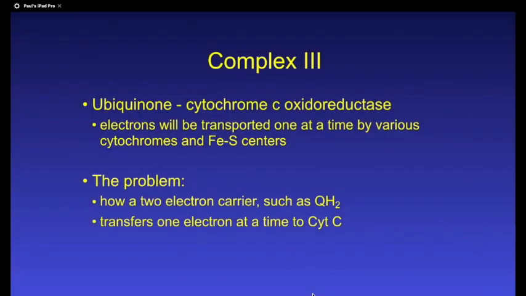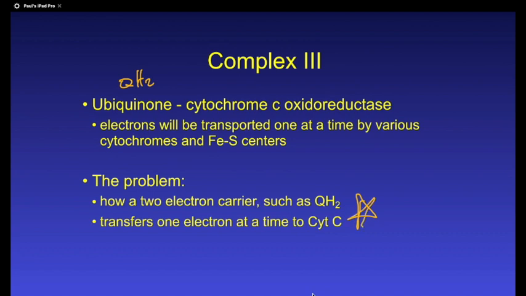Okay? This book names it ubiquinone, which is the name for Q, cytochrome C oxidoreductase. So this is nice. It tells you it comes from QH2, gives the name of QH2, and it gives it to the protein cytochrome C. All right? Here is the problem that we have to solve.